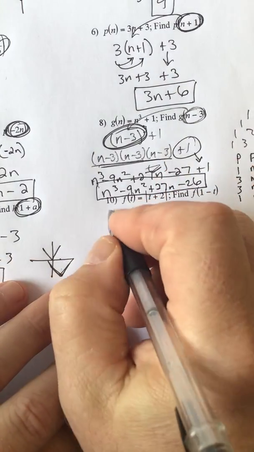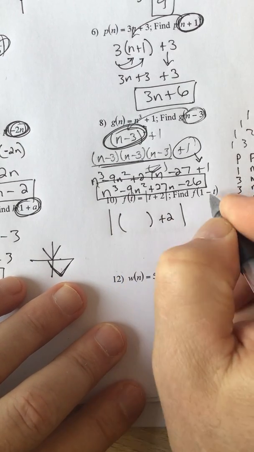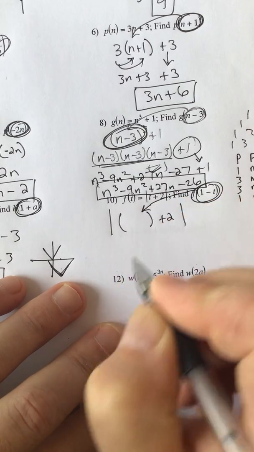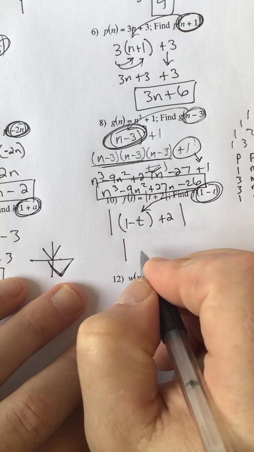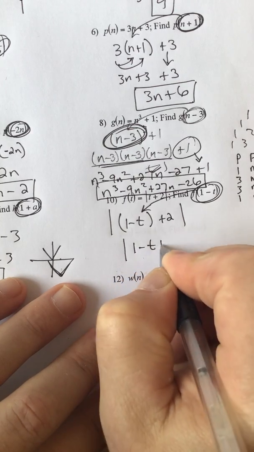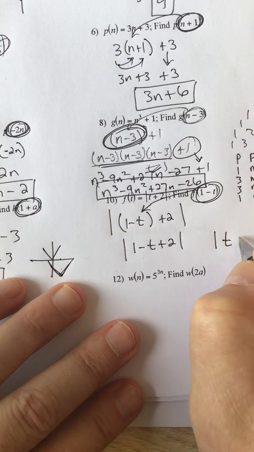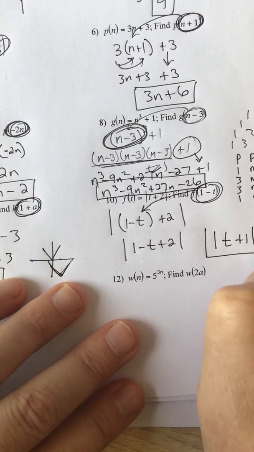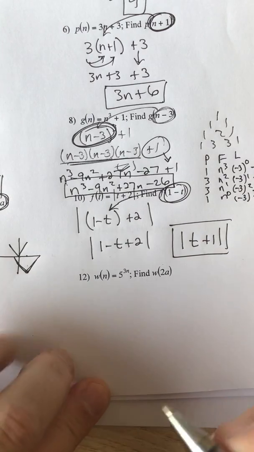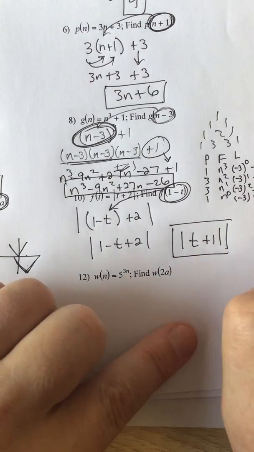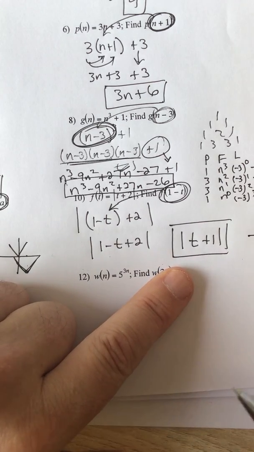Okay, 10, so it's going to be very similar. I have a t plus 2. And this is what goes in the t spot, 1 minus t. Okay, so that's 1 minus t plus 2, which is just 3 minus t. And you don't take those out of the absolute value. All that means is it is a shift up 1.